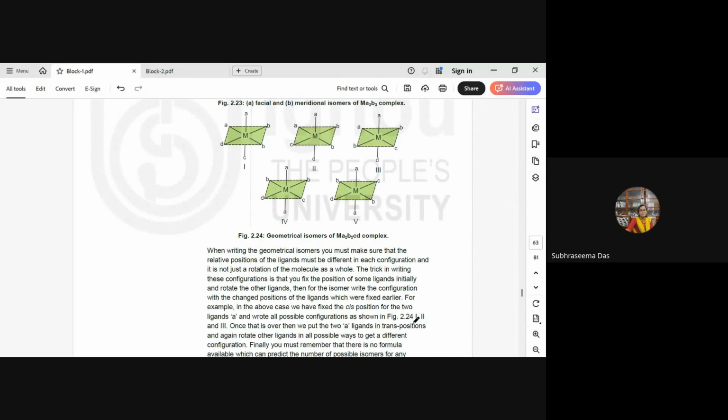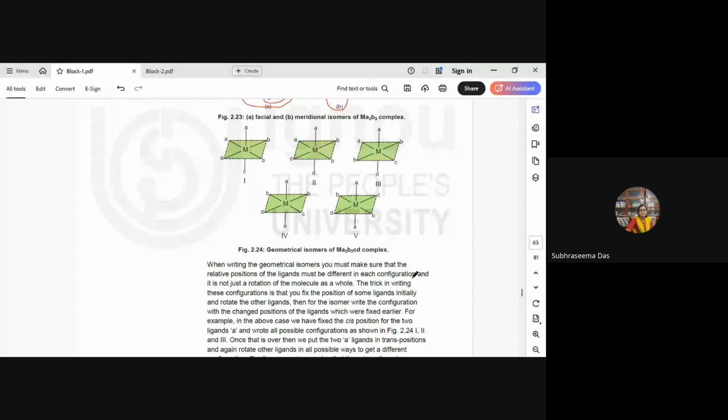Here it is shown in figure 2.24. So we will take a complex of the type A2B2CD. Since the coordination number is 6, this is an octahedral complex. So A2B2CD. In this case, as you can see, one set of ligands is fixed. Here AA has been fixed in all the cases, and BB has been fixed. So when we fix these two, we get two possibilities.